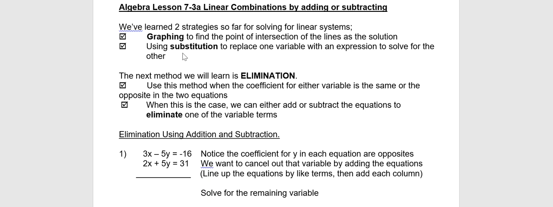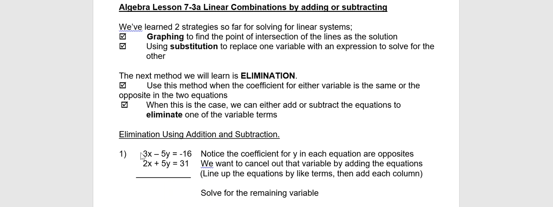Now, the key to substitution was that the coefficient for either x or for y in one of our two equations had to be a value of 1. Now, that is not always going to be the case. If you look down here at this system of equations, you'll see that our coefficients for x are 3 in the first equation and 2 in the second equation. Neither of those is a value of 1. And our coefficients for y, respectively, are -5 in the first equation and +5 in the second equation. Neither of those is a coefficient of 1 either.